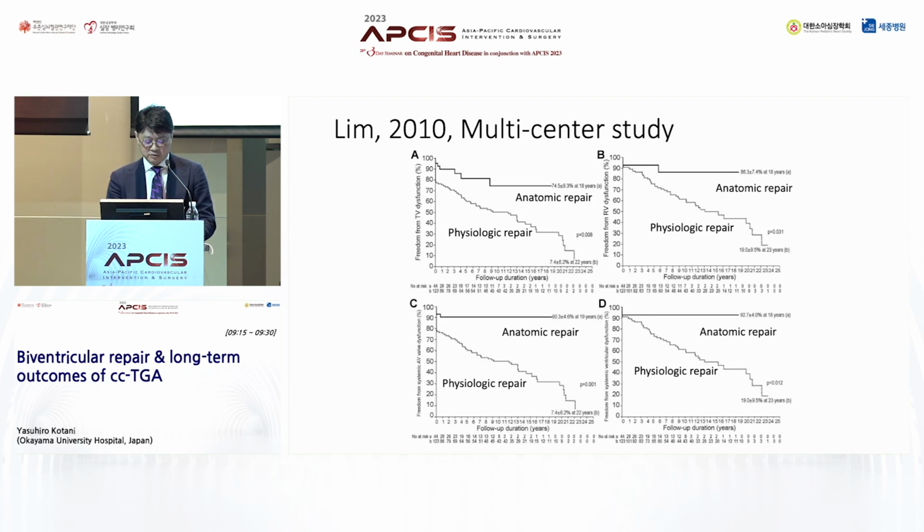But looking at tricuspid valve function, RV function, as well as systemic AV valve function and systemic ventricular function, the anatomic repair group was significantly better compared to the physiologic repair. So prevalence of systemic ventricular dysfunction and systemic AV valve regurgitation was lower in this study, probably because most patients had a high LV pressure before surgery.